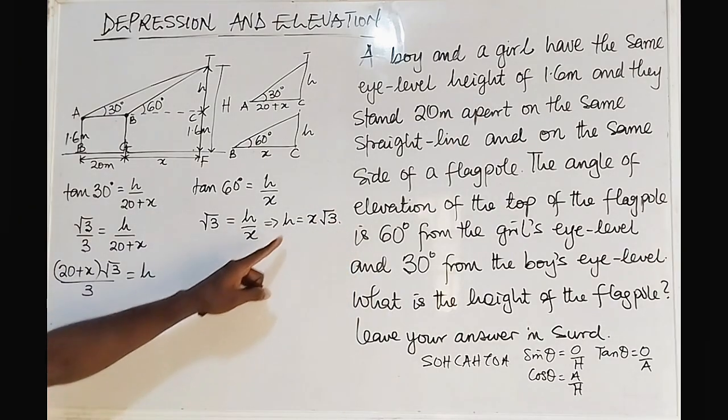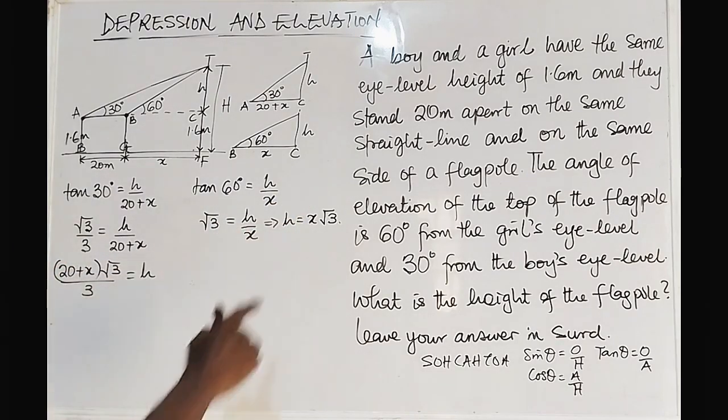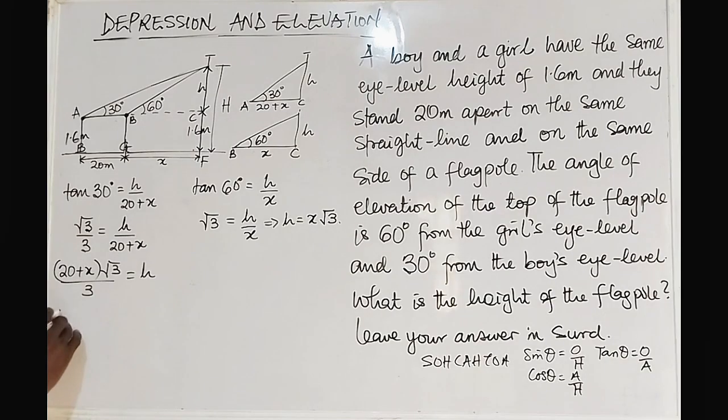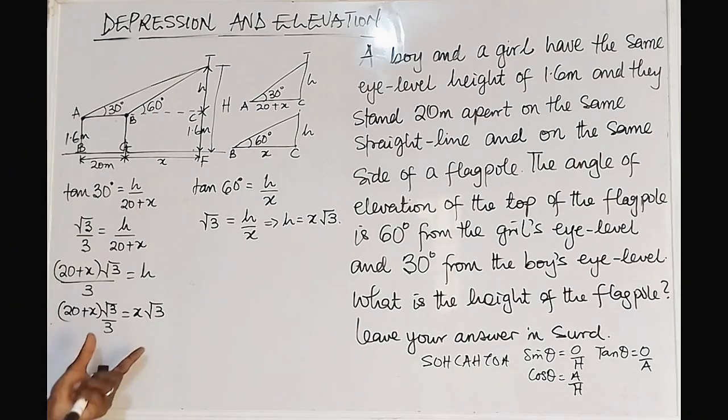Alright, we can see we have H here to be this value and H here to be this value. So what we need to do now is to equate this equation and this equation, since they have a common variable H. So we now say 20 plus X, root 3 all over 3, equals X root 3. So our goal here now is to find the value of X.